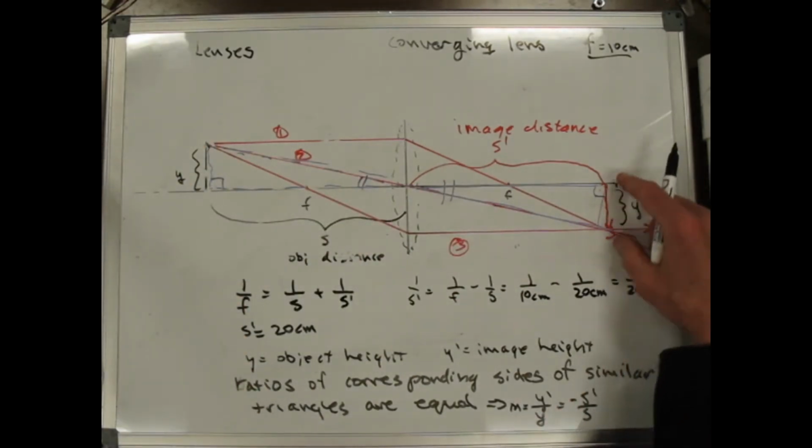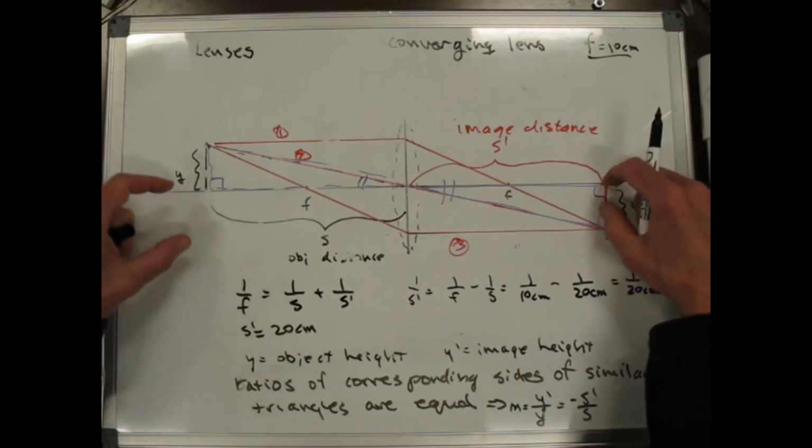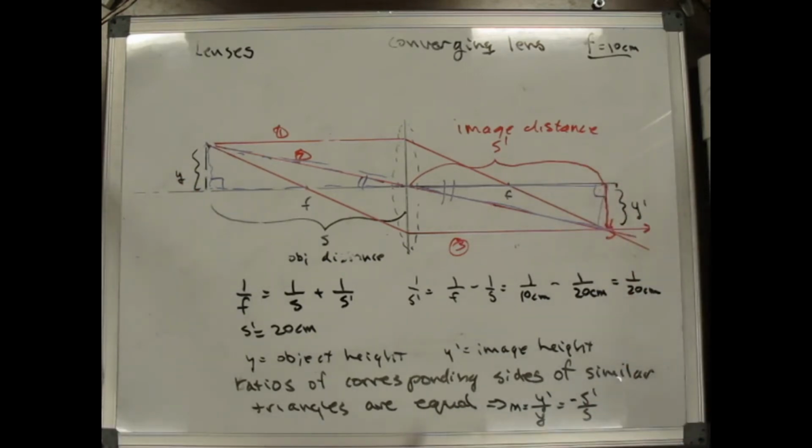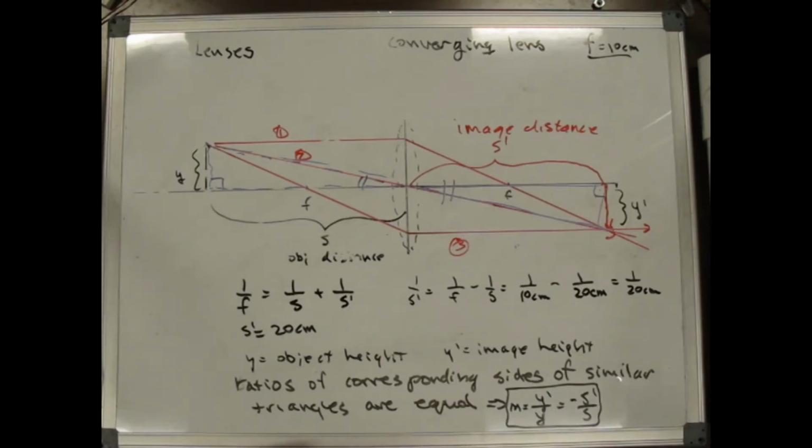If this is much bigger, then I have a high magnification. If this is much smaller than this guy, I have a small magnification. And so this ratio tells me, this equality tells me that if I know the object distance and the image distance, I can calculate the magnification. Then if I know the height of the object, that lets me calculate the height of the image.